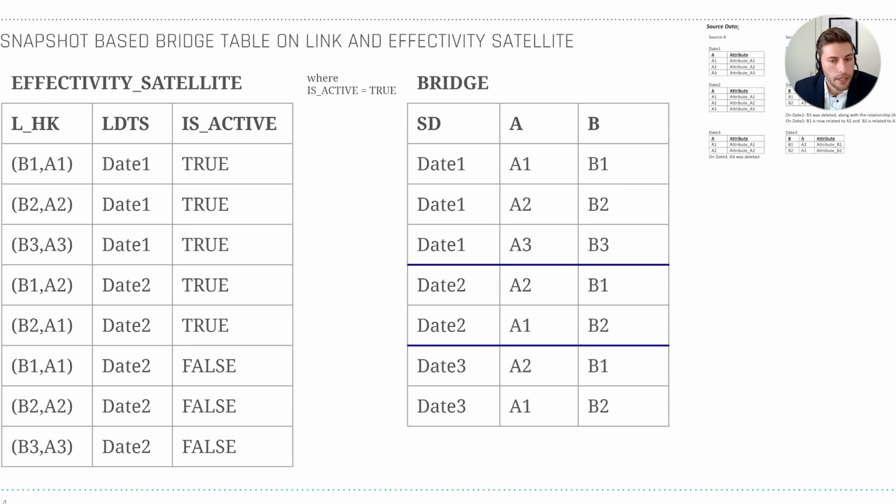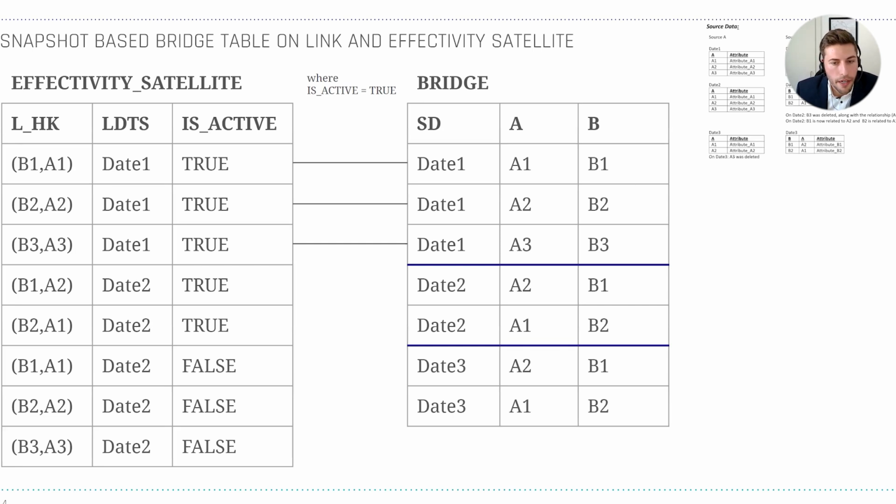So first of all, for day one, the snapshot for day one, we just take the first 3 rows from the effectivity satellite. As you can see here as well, as we always have the filter is active is true, right? So we only want to show in the bridge the relationships which were really active at this point in time, right? So that's why I usually create the bridge table. And yeah, so for day one, I think it's very easy because it's the first time we get data and we just take all the relationships we got and show them as, hey, we had these 3 relationships on day one.